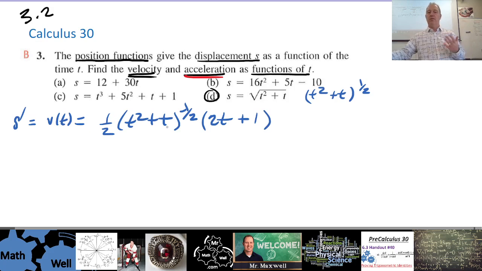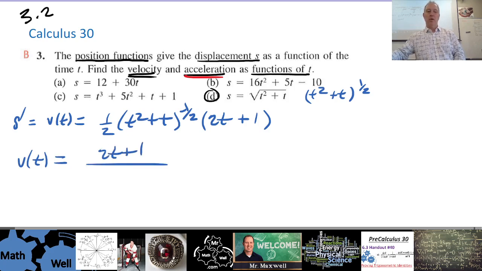If you want to leave it as a product, you can, with the negative exponent. If you want to write it like this, it's going to be 2t plus 1 over 2 root t squared plus t. So that's probably the more reasonable way to write it, to look at it. Now, any questions about that? Velocity function, you got that part?